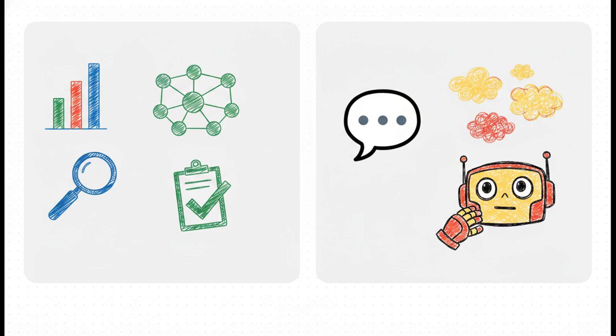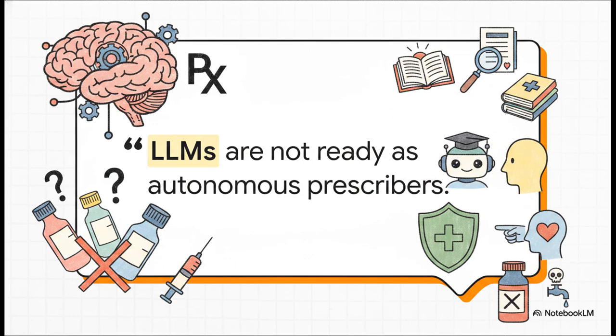Conversational generative LLMs, on the other hand, things like ChatGPT or Claude, they just generate text by predicting the next plausible word. They hallucinate logic. They were absolutely not built for numerical drug dosing. Let me repeat that. LLMs are not ready as autonomous prescribers.